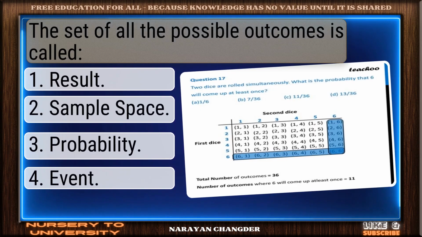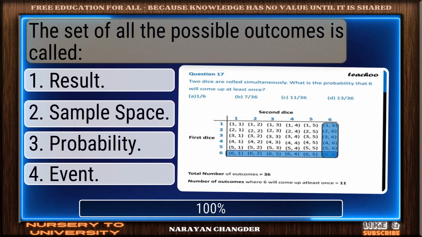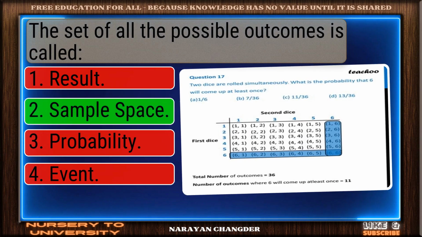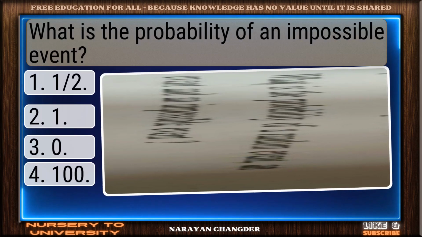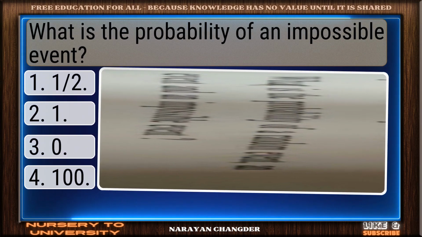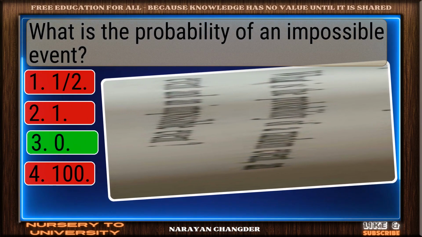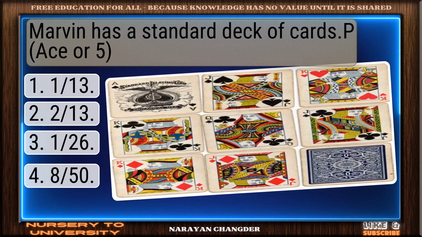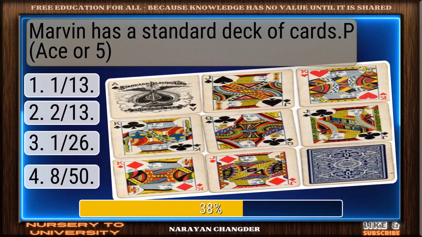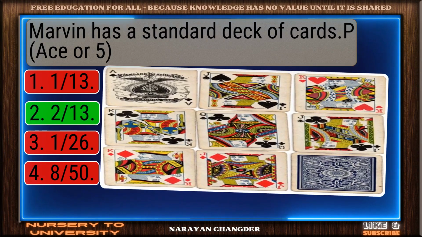The set of all the possible outcomes is called. Nicely done. Sample space is solid. What is the probability of an impossible event? Great thinking, zero is right. Marvin has a standard deck of cards. P. Right again. 4 by 13 is valid.